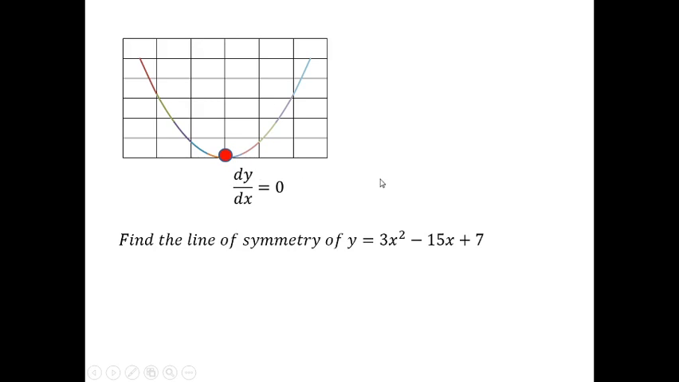So if we do an example, here's an equation of a quadratic. If I want to find a line of symmetry, okay, I differentiate to give that. That gives me x is 2.5, and so my line of symmetry would be x equals 2.5. If I wanted to find the coordinate, I'd put x equals 2.5 into here, and it would give me the actual coordinate of the turning point.